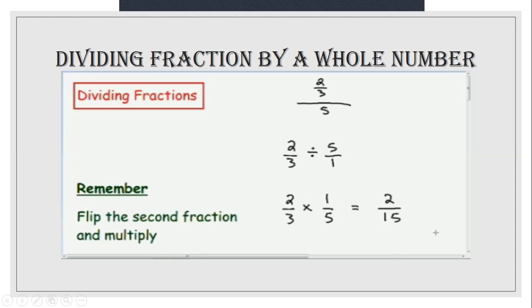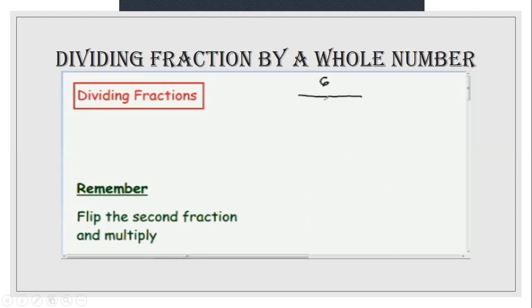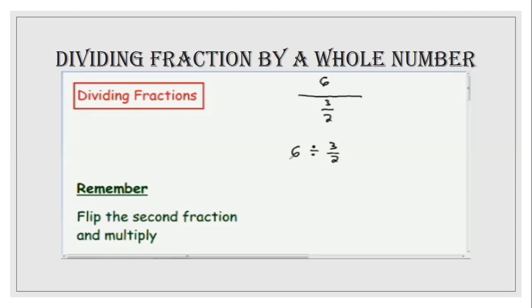So now let's just go over one more example. Let's say we have 6 all divided by 3 over 2. This can also be written as 6 divided by 3 over 2. And once again, if you get confused by the whole number 6, you can change it into a fraction. 6 is the same thing as 6 over 1. Now to divide these two fractions, we just have to multiply by the reciprocal. So 6 divided by 3 over 2 is the same thing as 6 over 1 multiplied by the reciprocal of 3 over 2, which is just 2 over 3.